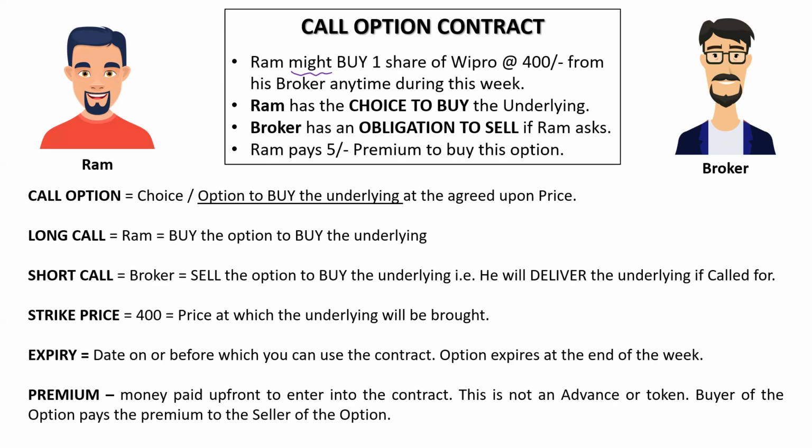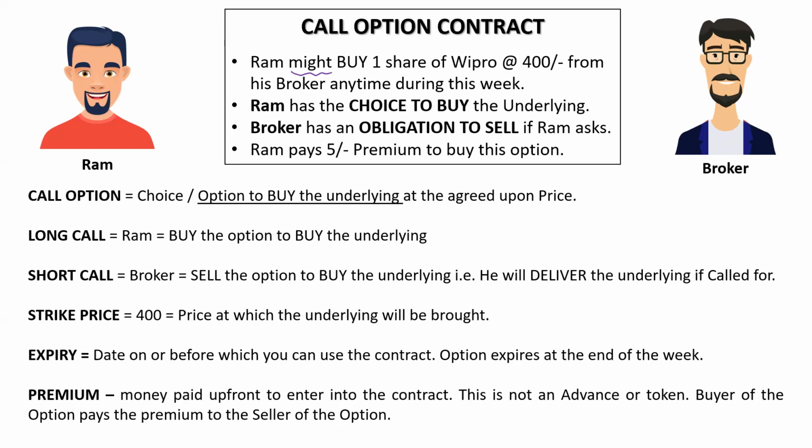week. So Ram might, that means he may buy or he may not buy. So there is a choice. One share of Wipro at 400, the price is decided today, from his broker anytime during this week. So he can do it on Monday, Tuesday, or let's say any day till Friday. Ram in this case has a choice to buy. So if he wants, he can buy. If he doesn't want to buy it from the broker, he will not buy it from the broker. He will buy from somewhere else.